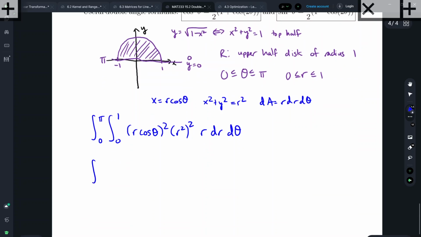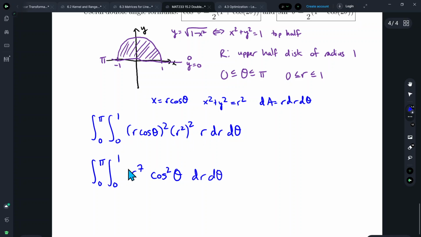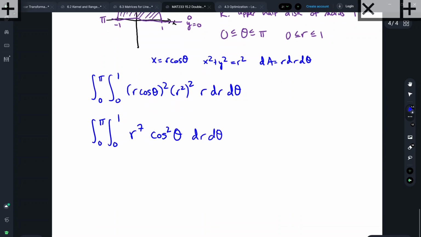So now we have to calculate this. Right, so let's simplify it first, right? So how many r's do we have? So we have r squared, and then r squared squared. So there's 4 r's here, there's 2 r's here, and then there's another r here. So in total there's 7 r's. So that's r to the 7th. And then this cosine is being squared, so we have cosine squared theta dr d theta. I've already included this r with the other r's, so we have r to the 7th there.